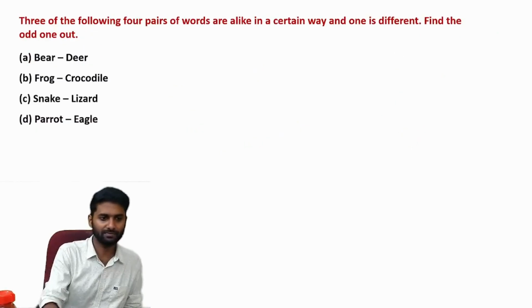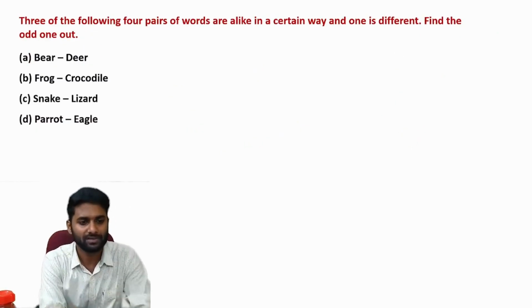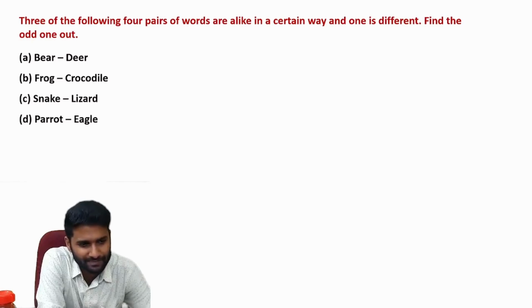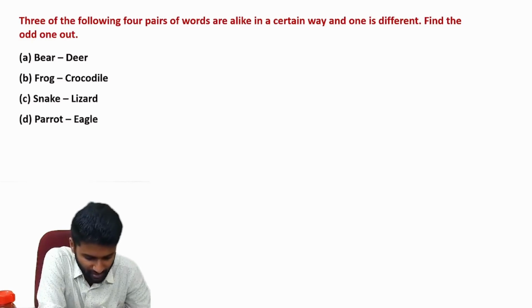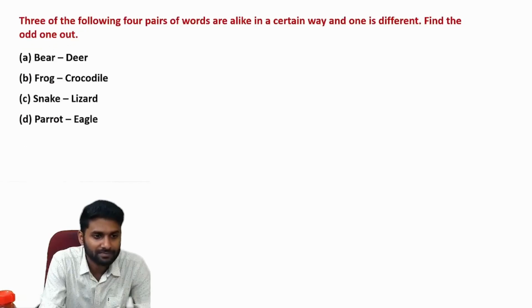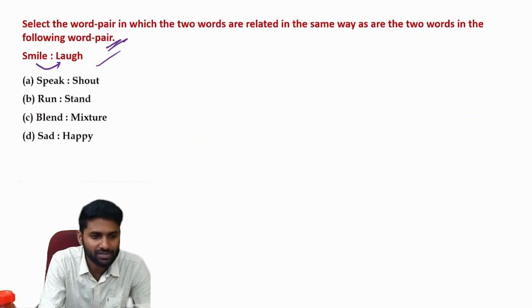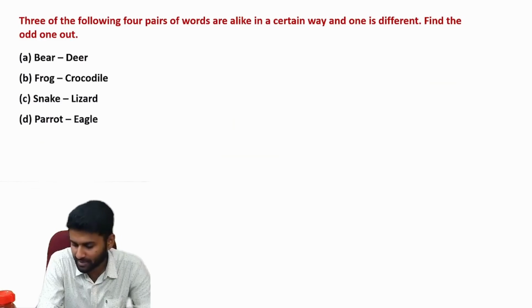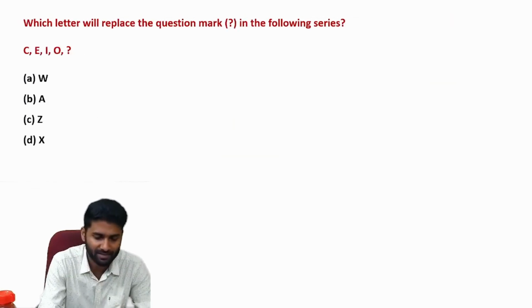Yes, very good. Excellent. So just tell me which one is the odd one out: bear, deer, frog, crocodile, snake, lizard, parrot, eagle. This is also for you. Just try to solve this question and post your answer in the comment section. So just two questions: the analogy with smile and laugh, and tell me the odd one out with a proper reason. Post your answer with a proper reason, please. Next.